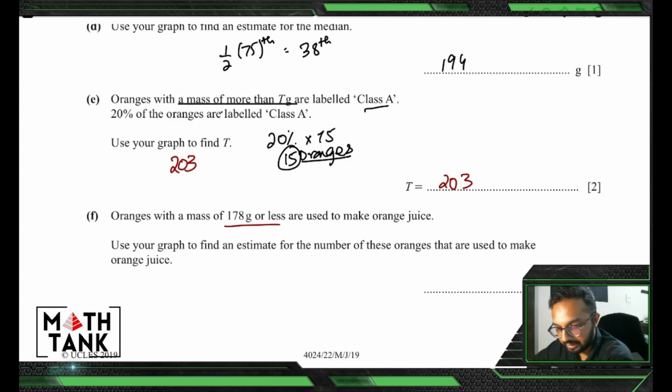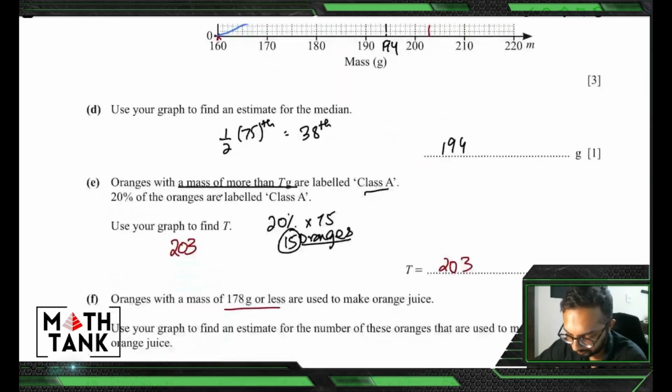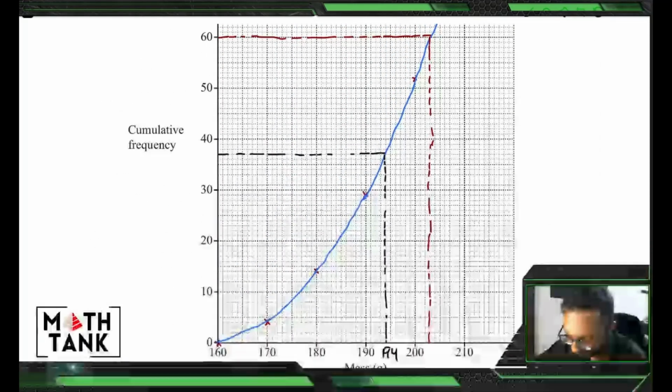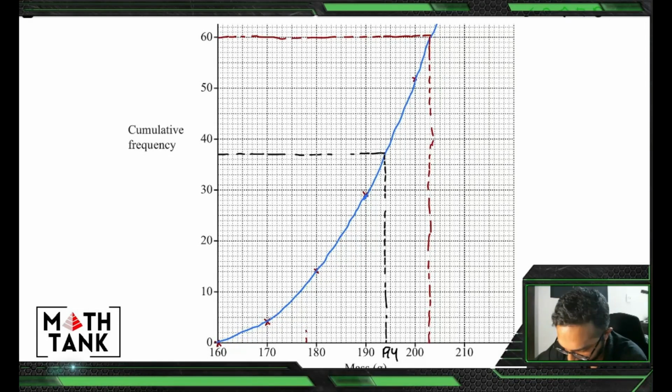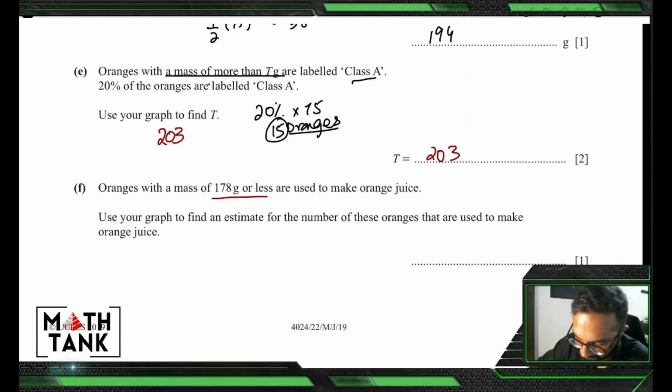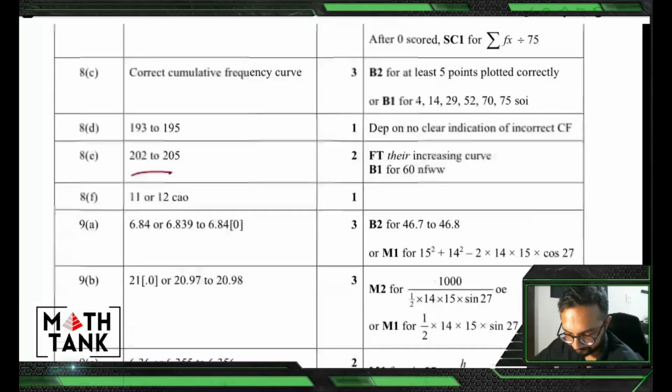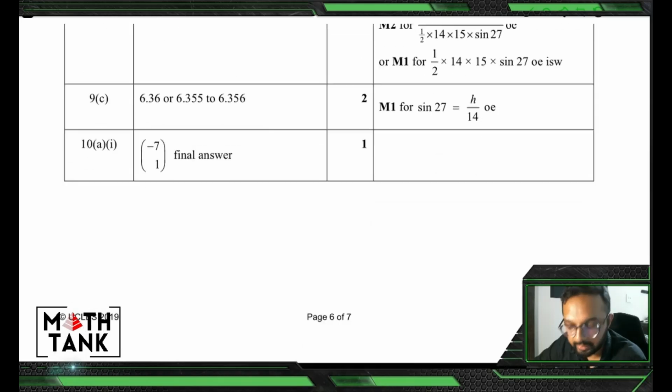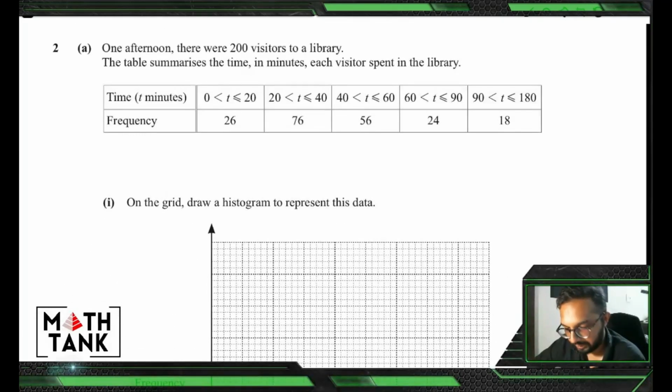Moving on, oranges with a mass of 178 or less are used to make orange juice. Use the graph to find an estimate for the number of these oranges that are used to make orange juice. So 178 or less. At 178, I draw this line. So that's about 12 oranges only. Correct answer again.